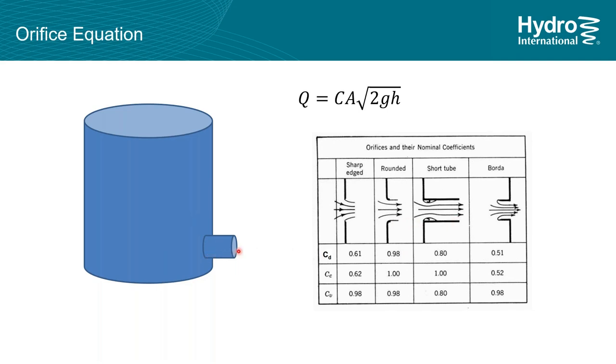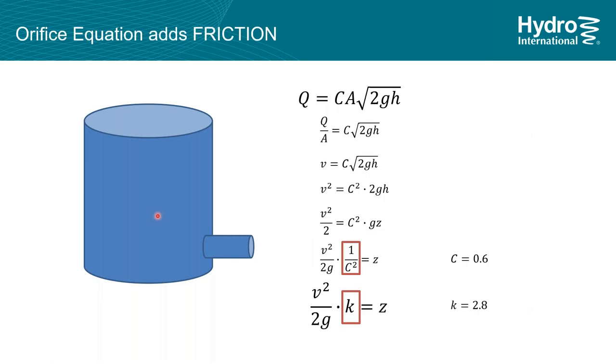If you make this a little short tube, now there starts being a little bit of eddying that goes on in here, and the coefficient of discharge goes back down to 0.8. And then worst of them all, if you took this tube and pushed it into the tank, it goes down to 0.5. So you can see there's a range of different coefficients of discharge. The coefficient of discharge is just a way of adding friction to the system. And like we said, Bernoulli's equation doesn't really take into account friction.